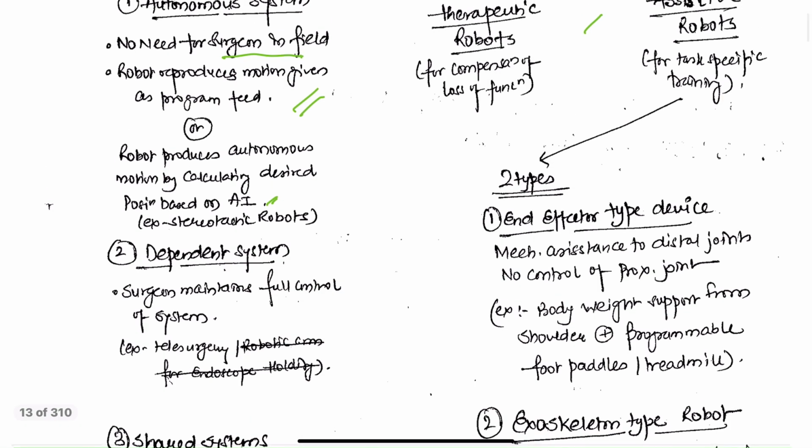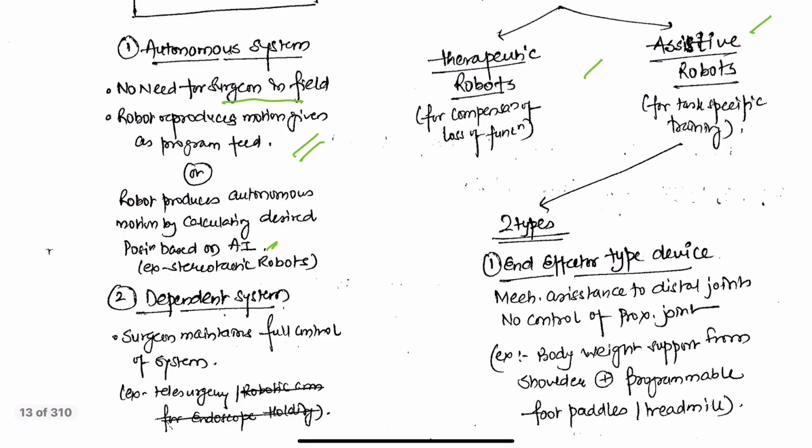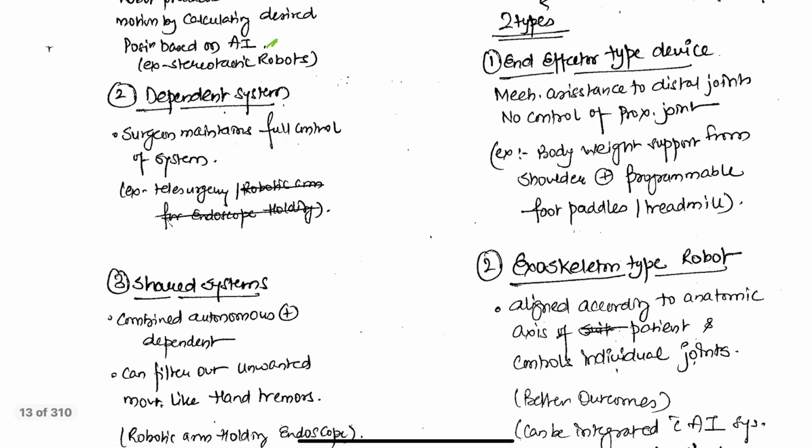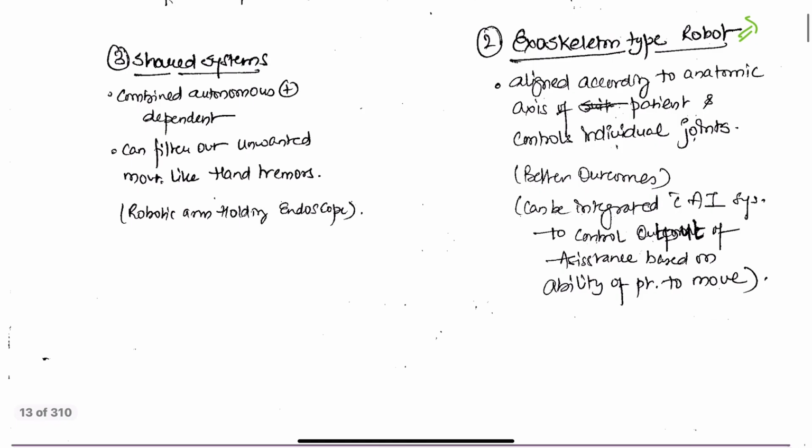So therapeutic robots are for a complete loss of function. Suppose you are using Neuralink software, if you have a complete loss of function, then you are using a therapeutic robot. That is also an exoskeleton. This one is more of an avatar type of robot where you are the one sitting inside and controlling the movement. And the end effector type device is for mechanical assistance to distal joints.